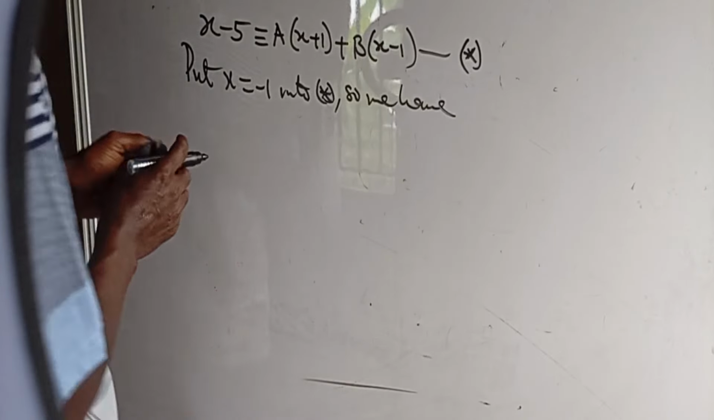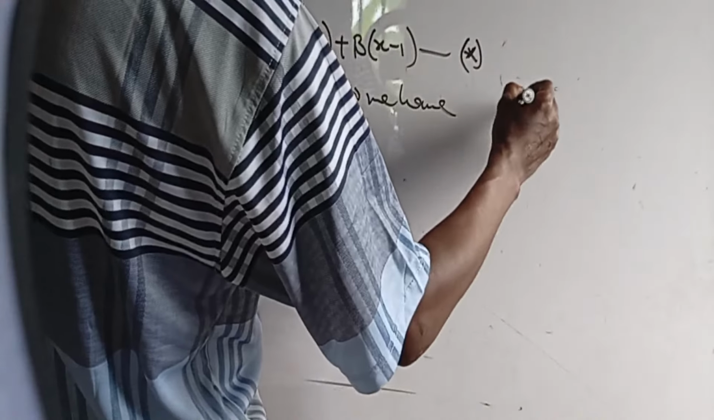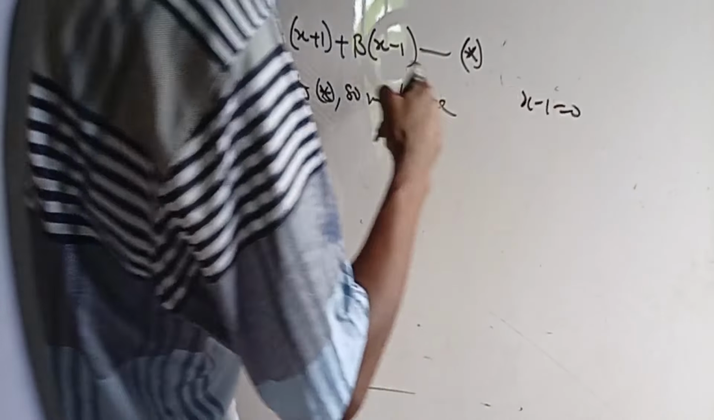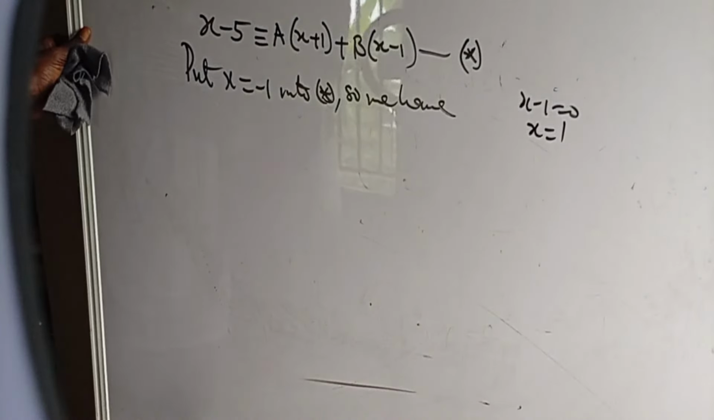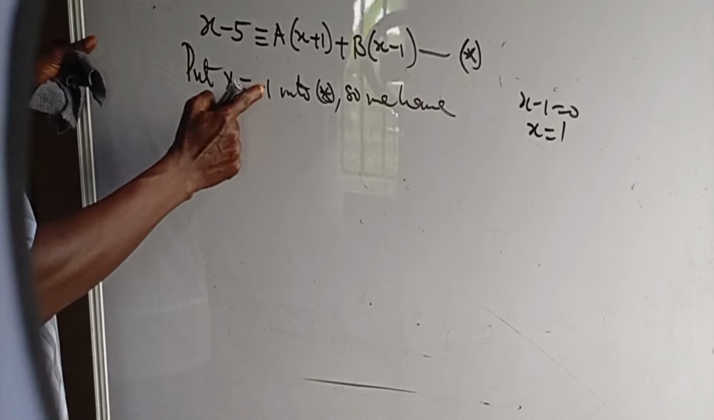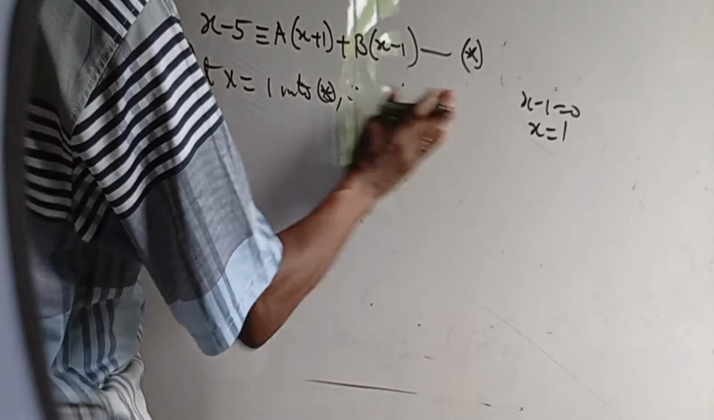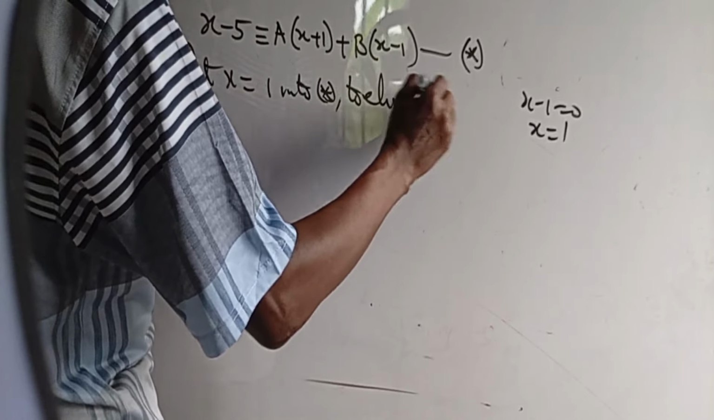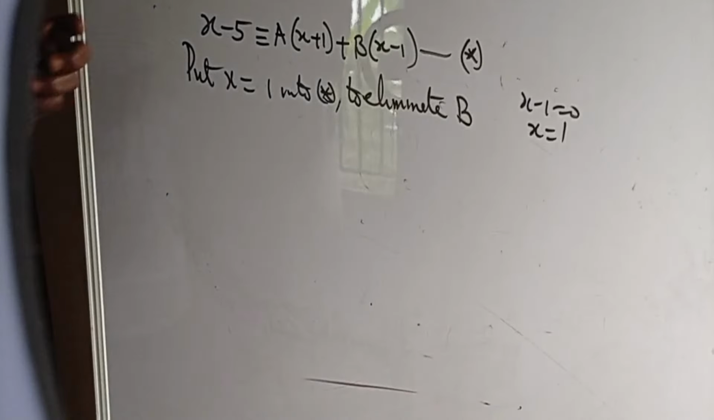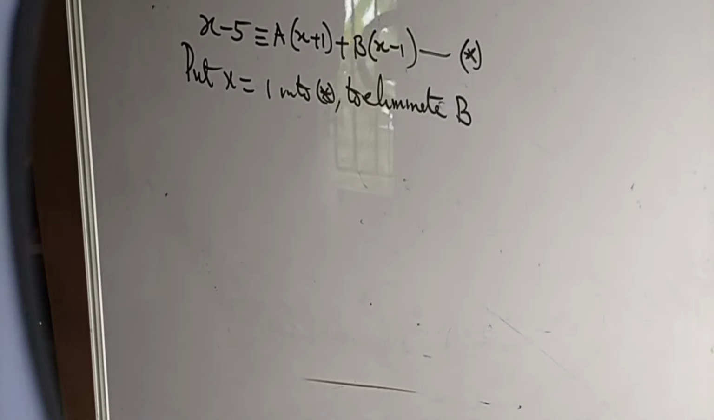Now, to eliminate b, that's x minus 1 times b equals to 0. So x equals to 1. So now put x equals to 1 into equation asterisk to eliminate b. What is the essence of eliminating b? In order to get a, we want to eliminate b so as to get a. Okay? Let's try that.